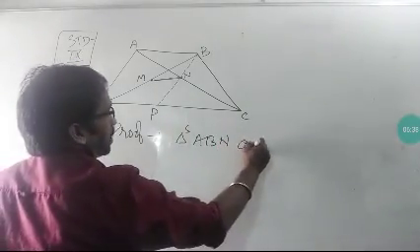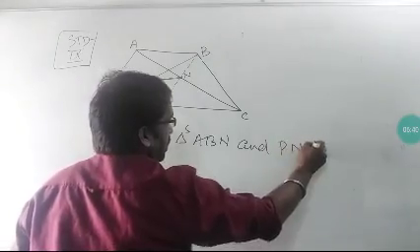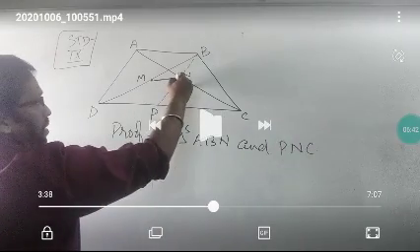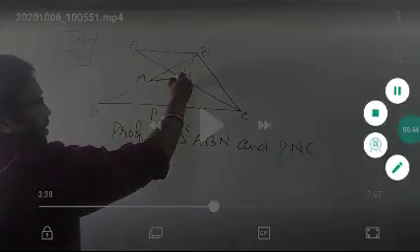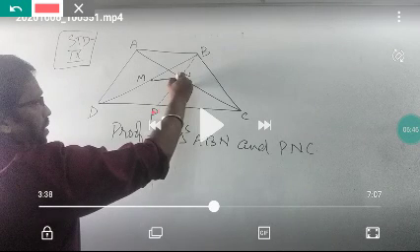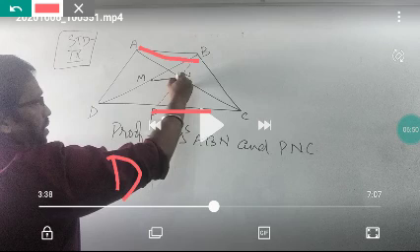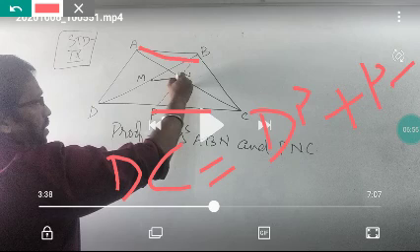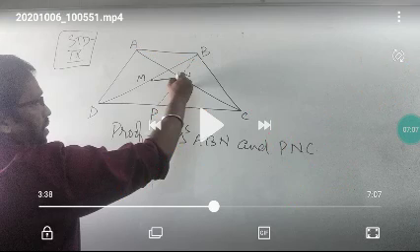So now come here, in triangle ABN and triangle PNC, we need to make this side equal to this side. Why? Because DC is equal to DP plus PC, and if PC becomes equal to AB, it will become DC is equal to DP plus AB. So we'll get close to our solution here.